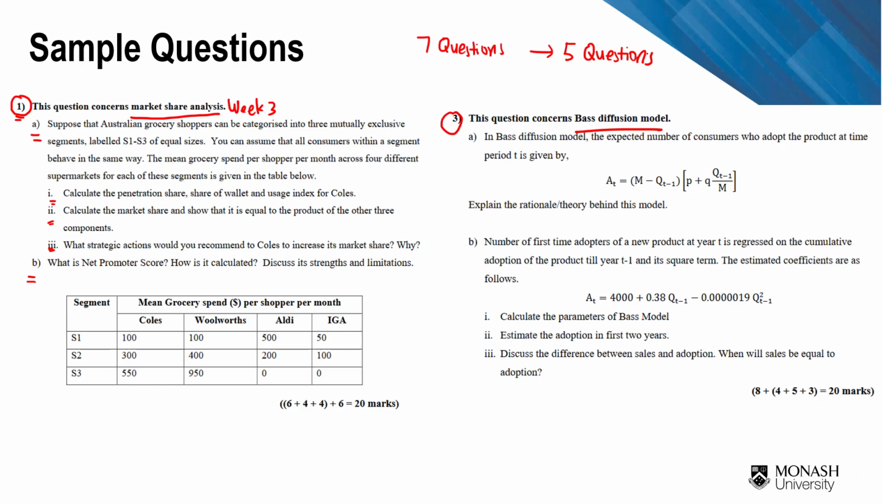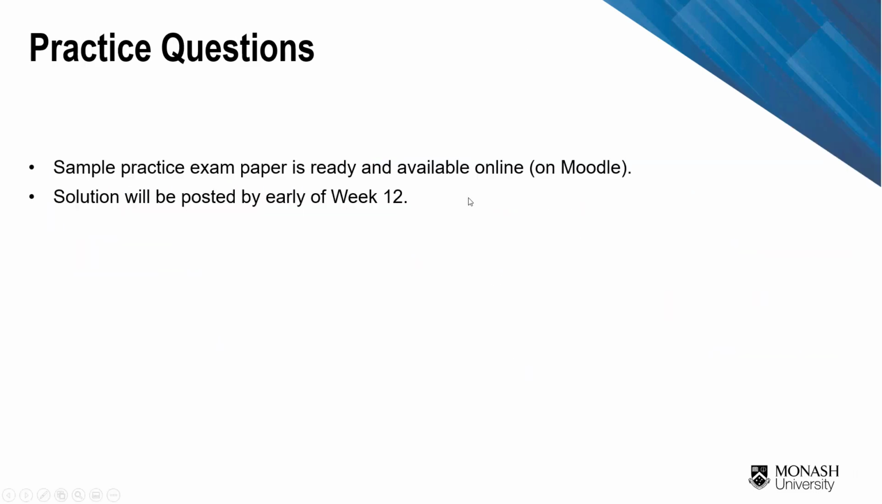So let's say you do question 1, 2, 3, 4, 5, and 6, then we are only going to mark the first 5 and leave the last one unmarked. So we are not going to care about the last one. So if you do more than 5, you are not going to be better off. So I repeat, if you do more than 5 questions, we are going to mark the first 5 questions only. Now the practice question has been uploaded and it's ready.